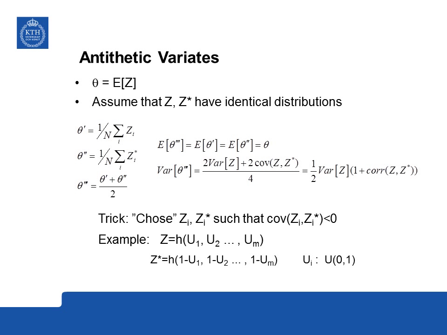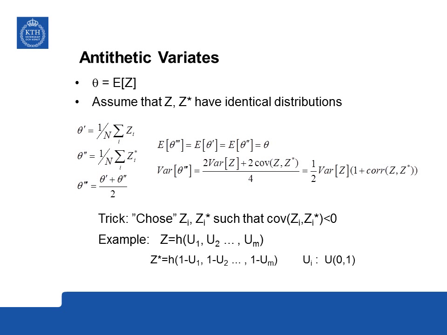And an example of how we can do this: let's say that we drive our simulator with uniform random variables U1, U2, up to Um, to generate Z through this function h. We can generate Z star by driving the same simulator with the variables 1 minus U1, 1 minus U2, and 1 minus Um. Here it's clear that the two variables Um and 1 minus Um are negatively correlated.